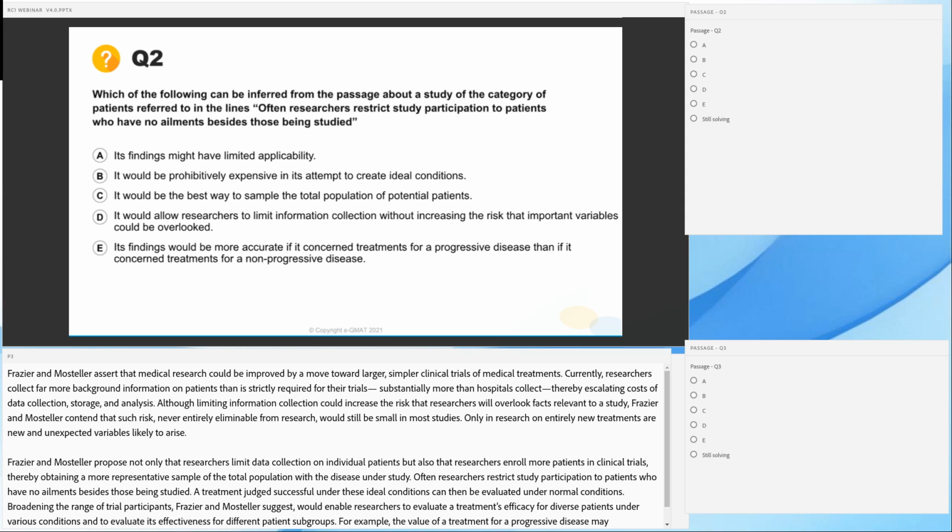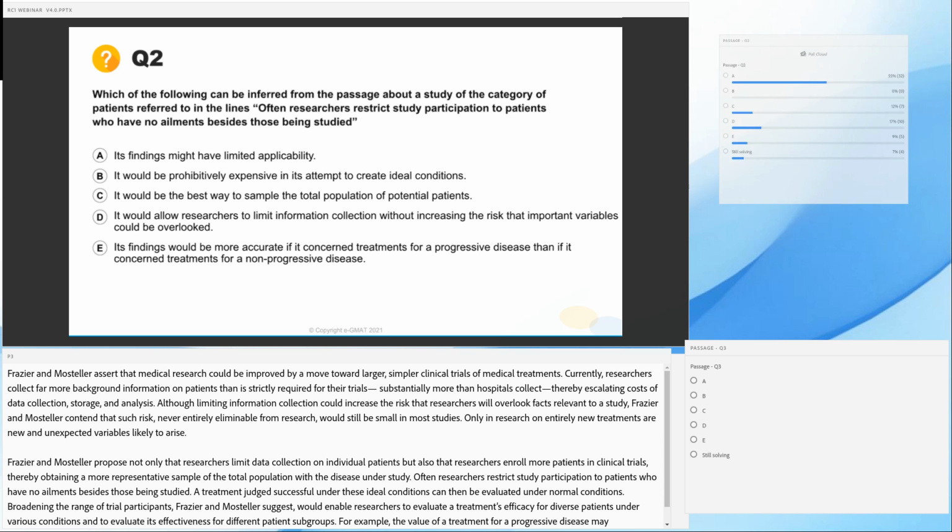All right, about 80% of the class is done. Get those answers in. 5, 4, 3, 2, and 1. Let me end the poll here and broadcast the results. You can see choice A was really popular, the most popular. Choice D was the next most popular, and then we have choice C here.